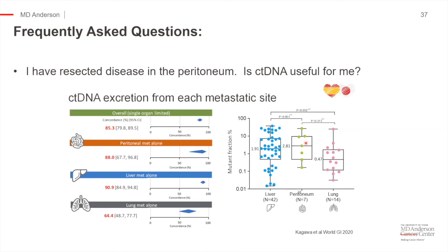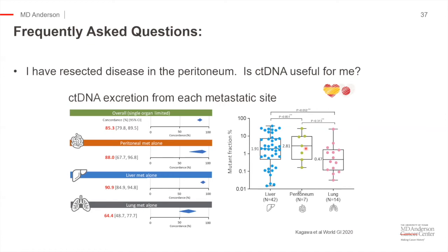So I think the short answer is we don't fully know, but we do think that it can be useful for all of them. It's just they may have slightly different sensitivities based on that as well. But there are a number of other variables that impact ctDNA shedding.